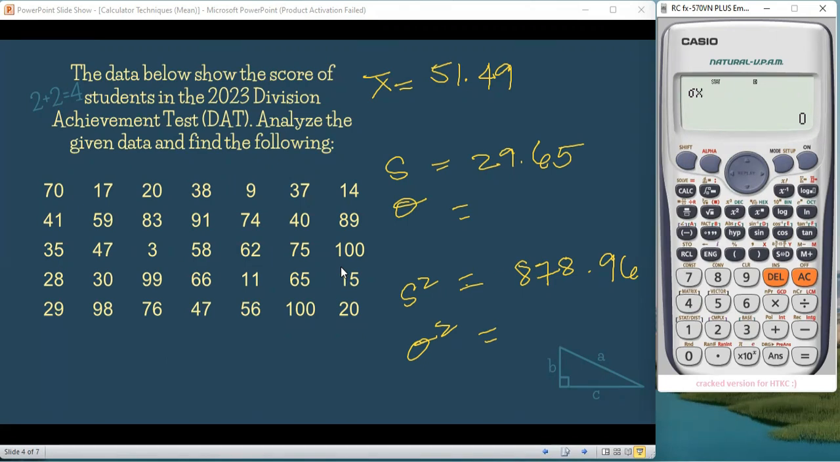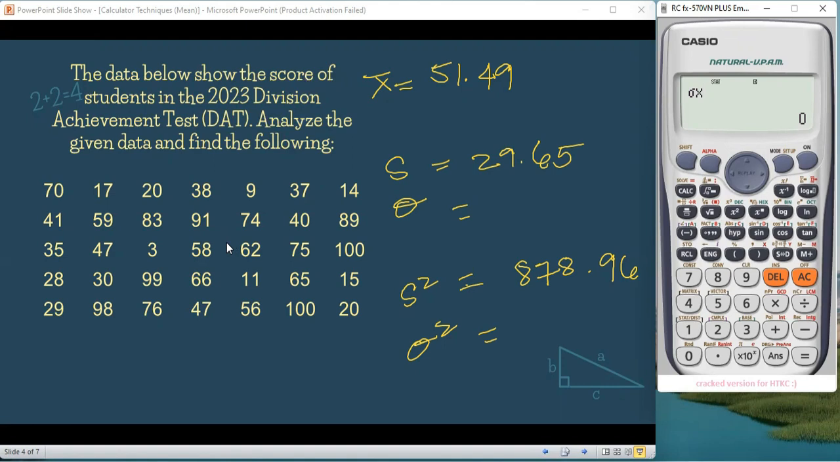Pero given po na ito is division achievement test. So sa isang division po, more or less 1,000 yung mga students natin sa isang division. So meaning to say, kapag ganito yung tinanong sa exam, ang kailangan po nating piliin is the sample standard deviation because the division level siya. So, imposible naman po na sa division, 35 lang po yung students.